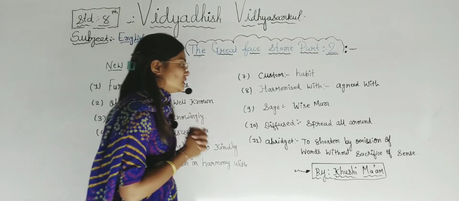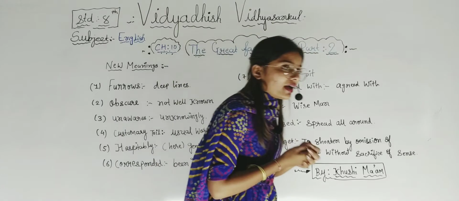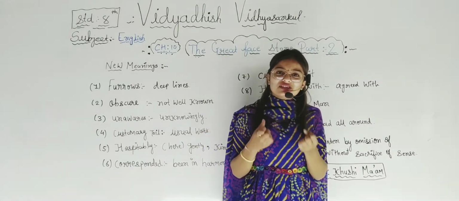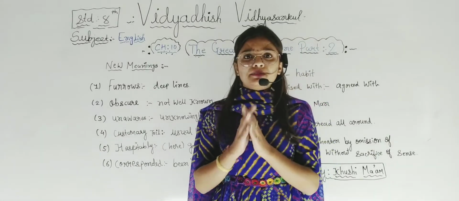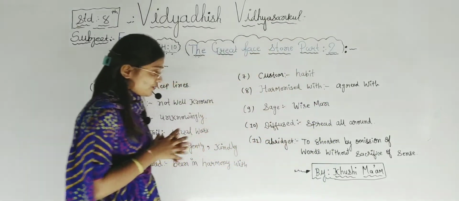Now what is the meaning of the sage here? It means the wise man. A wise man with a gentle mind, gentle heart, kindness, right? It is called the wise man. It means very silent people.